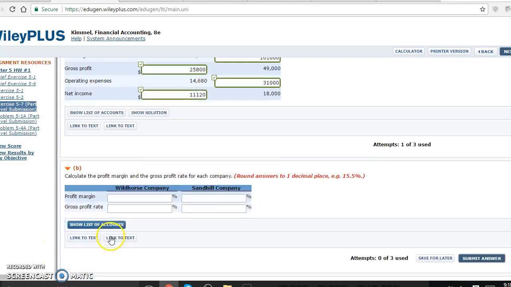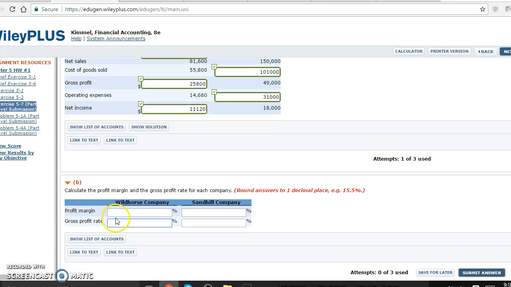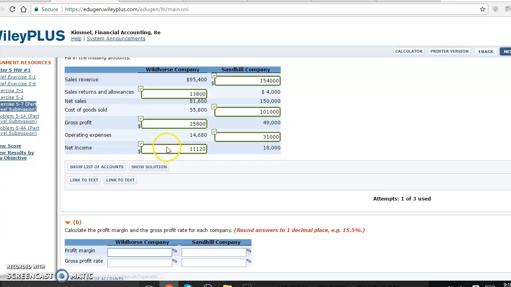So now we have to calculate the profit margin and the gross profit rate. Let's start with the profit margin. So we know that the profit margin, according to what I can understand from the book, is net income divided by net sales. In this case, the net income for Wild Horse Company is going to be $11,120, right? This we will divide by the net sales, which is $81,600.